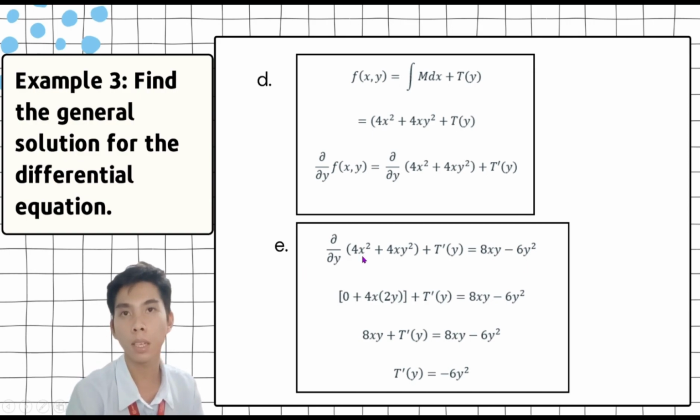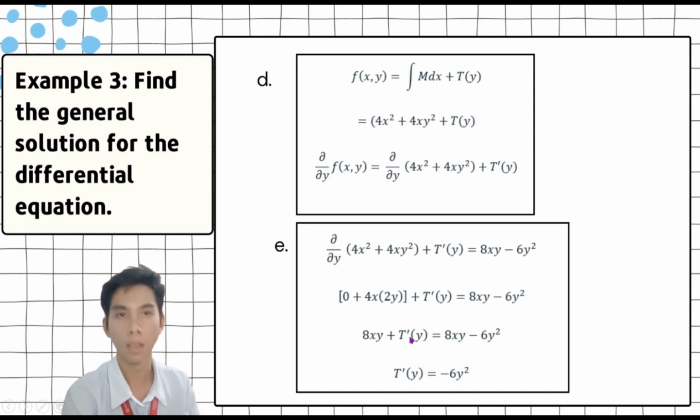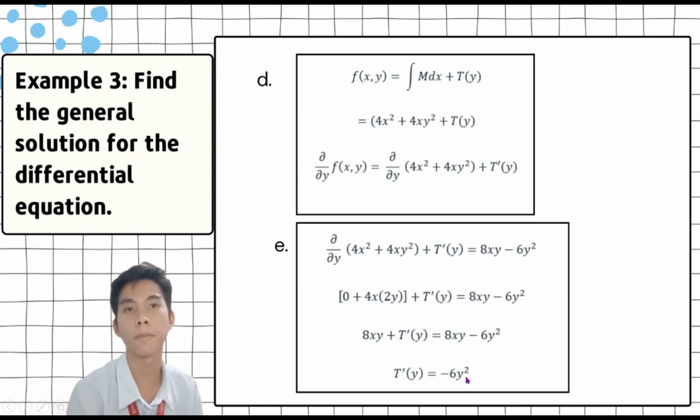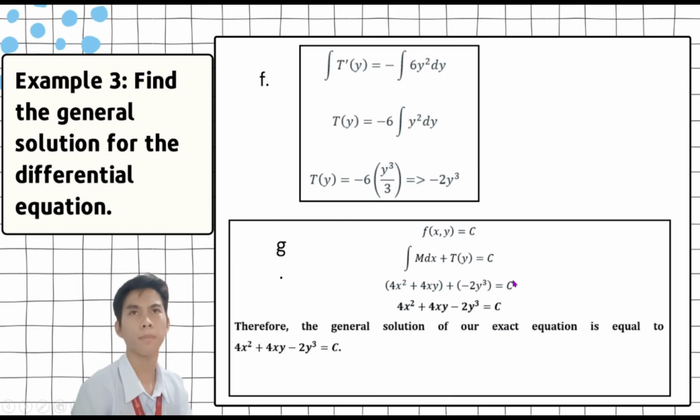In finding the partial derivative of this equation in terms of y, it results in 8xy plus t prime of y is equal to 8xy minus 6y squared. And subtracting 8xy from both sides, we get t prime of y is equal to negative 6y squared.